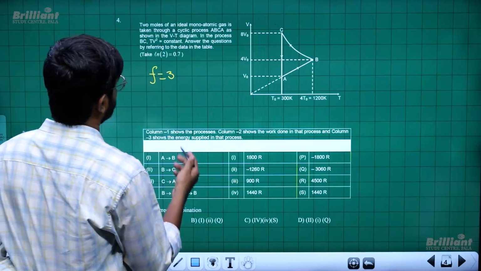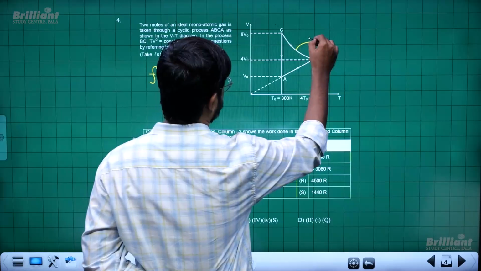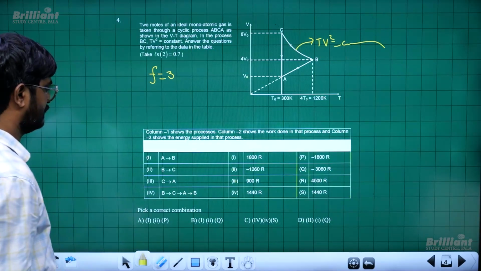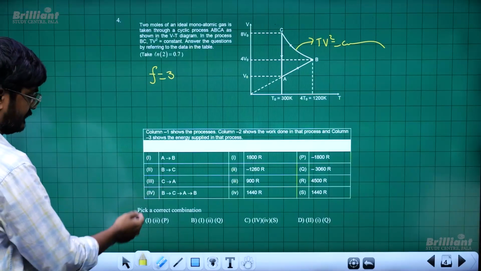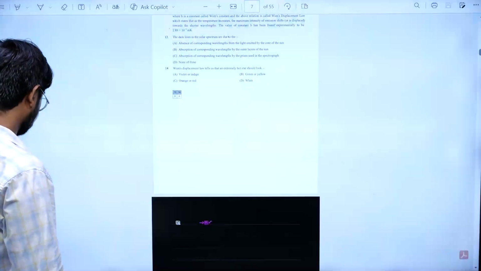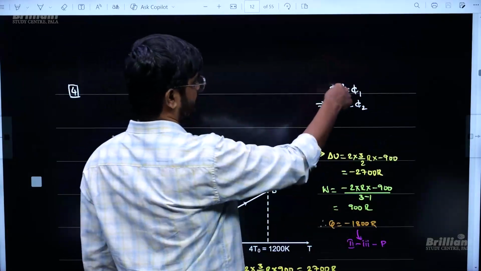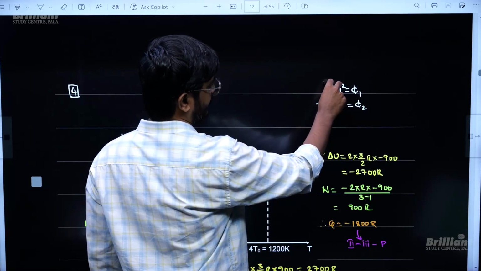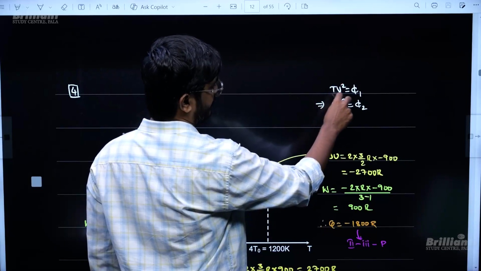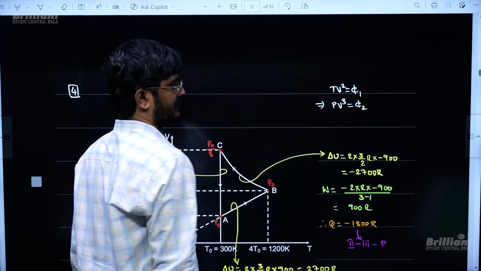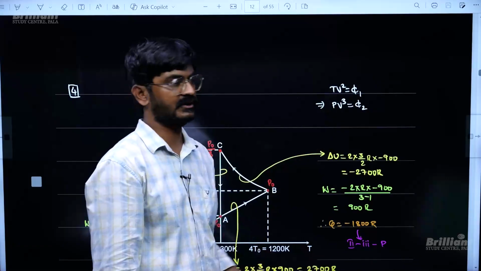And so, TV square is constant for the BC process. They were asking about A to B, B to C, C to A, a cyclic process, what is going to happen. First of all, TV square is constant, and T I can write as PV by NR. So I can say PV cube is some other constant. I always write in terms of PV power x, so that it looks like a polytropic process.